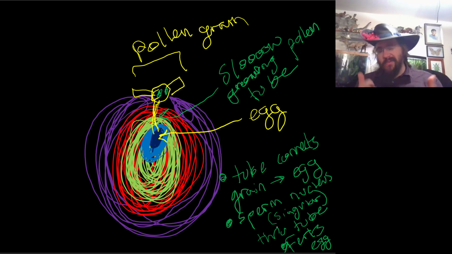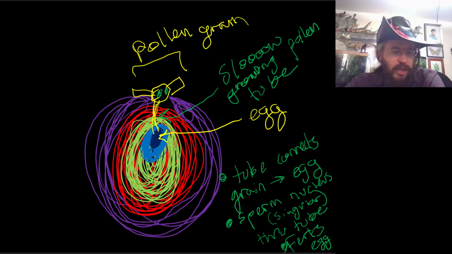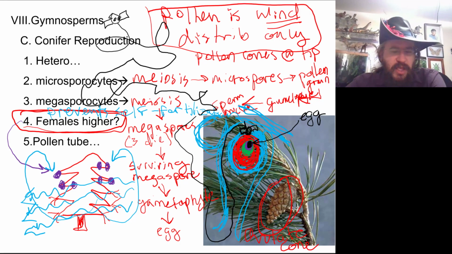But it works out. Works out enough that gymnosperms are a lot more common than the seedless vascular plants. So, gymnosperms are doing all right. Okay. Turn that off. Oh, this is just a beautiful slide.